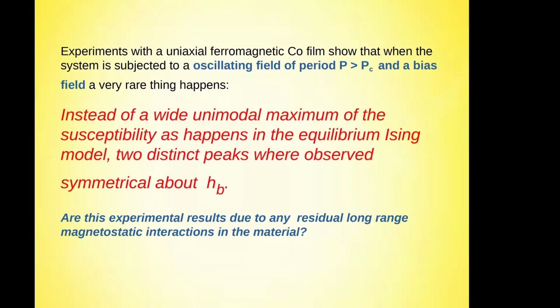If you add a bias, what happened was very surprising. Instead of one wide unimodal maximum of the susceptibility, which I showed you before, now two peaks appear symmetrical about the bias field. At the beginning, they thought, well, probably this result is due to some residual long-range magnetostatic interaction. That was the first guess.